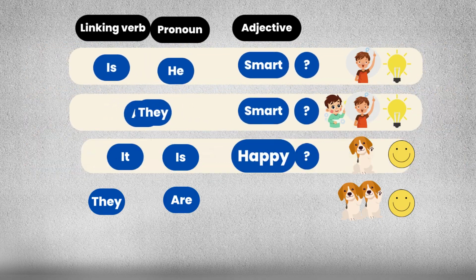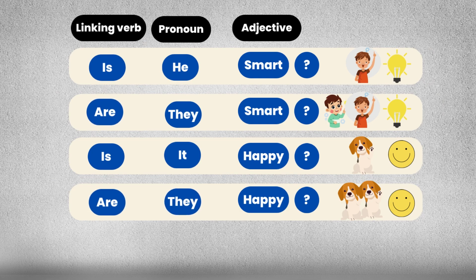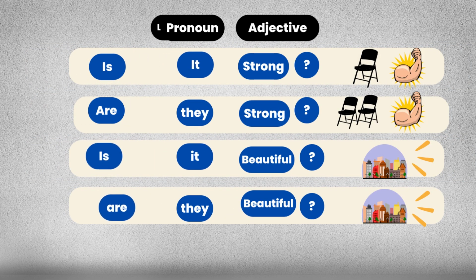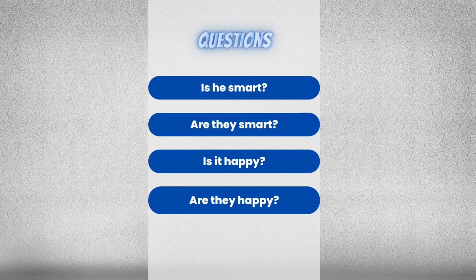Now let's form questions out of these sentences. If you've seen my last video, you know that it's very simple. Simply pick the linking verb and place it in the very beginning of the sentence. A question is formed if the linking verb is put in the beginning. So we will put is or are in the beginning of the sentence, and it will become a question. Is it strong? Are they strong? Is it beautiful? Are they beautiful? You have learned to form these questions now.